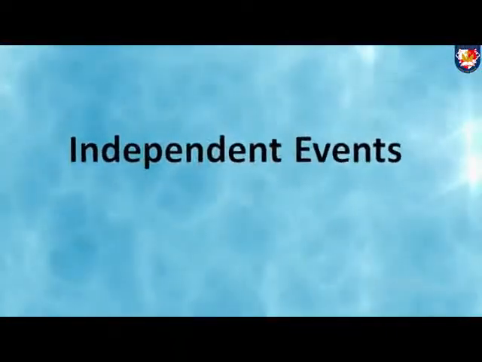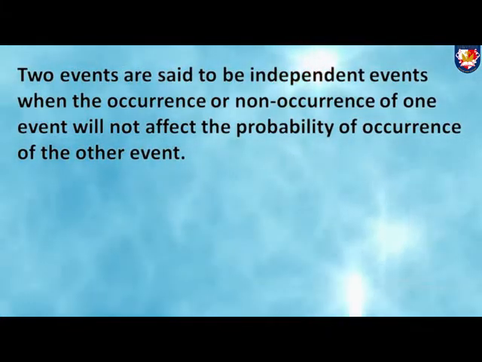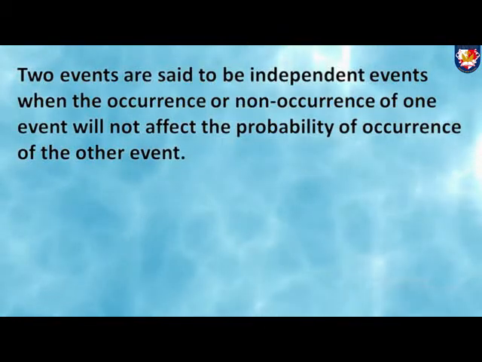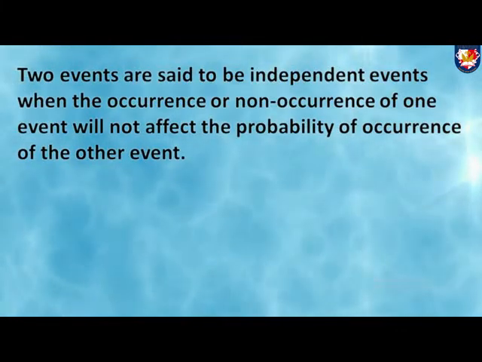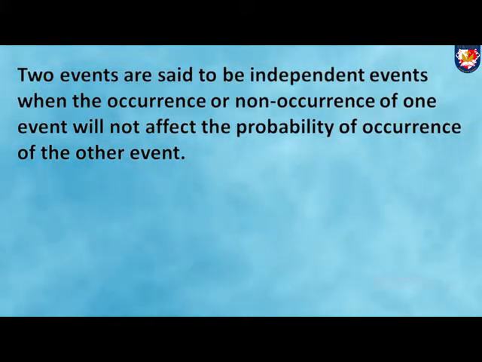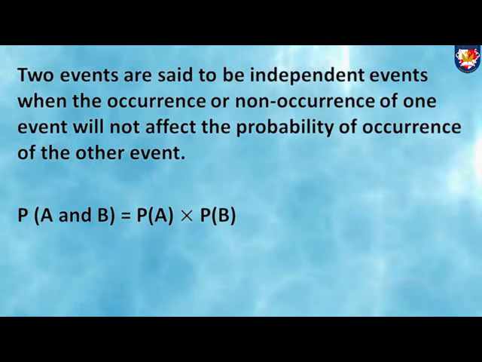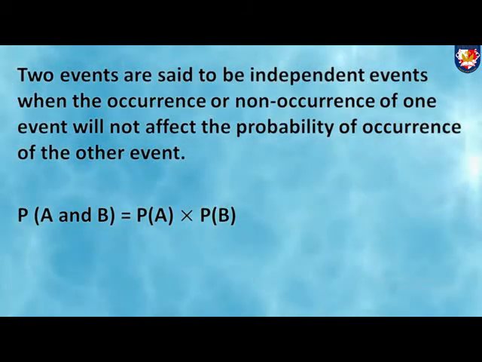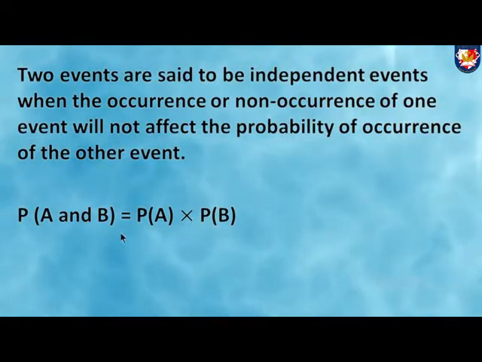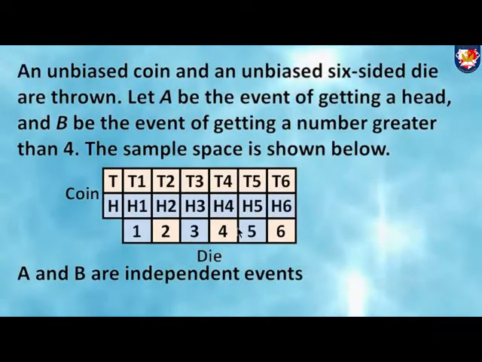So what exactly are independent events? Two events are said to be independent events when the occurrence or non-occurrence of one event will not affect the probability of occurrence of the other event. If A and B are independent events, then the probability of A and B is equal to the probability of A multiplied by the probability of B. Let's jump to the example.